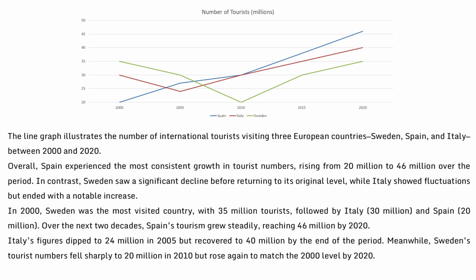Now, details. In 2000, Sweden was the most visited country, with 35 million tourists, followed by Italy, 30 million, and Spain, 20 million. Over the next 2 decades, Spain's tourism grew steadily, reaching 46 million by 2020. And more details. Italy's figures dipped to 24 million in 2005 but recovered to 40 million by the end of the period. Meanwhile, Sweden's tourist numbers fell sharply to 20 million in 2010 but rose again to match the 2000 level by 2020.